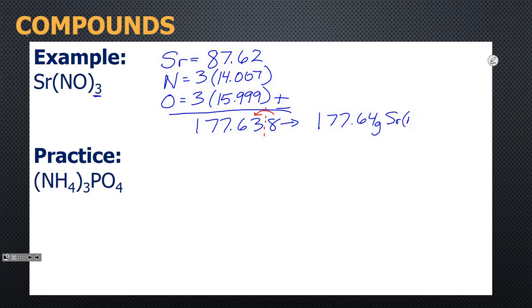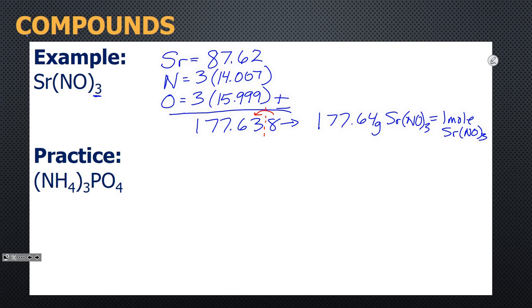equals, whoops, I put the 3 in the wrong place. I know why I did that. This formula is written wrong, so it's okay. We'll just pretend this is not strontium nitrate, but that's all right. Is equal to 1 mole strontium nitrate. But you guys wouldn't know that yet, so I guess we're okay. Okay? I'm going to have to point that one out.